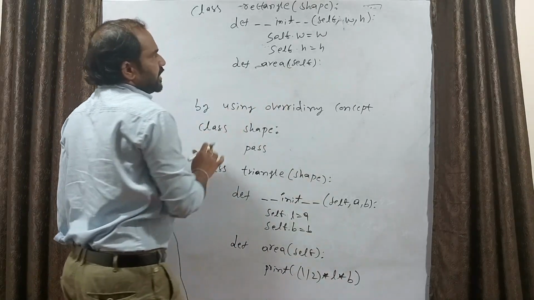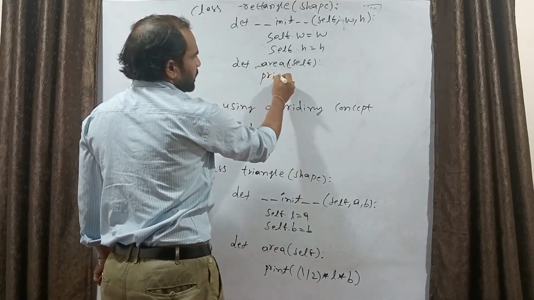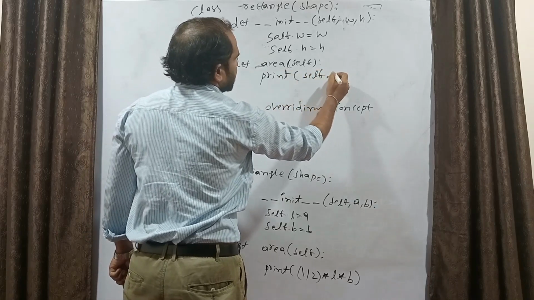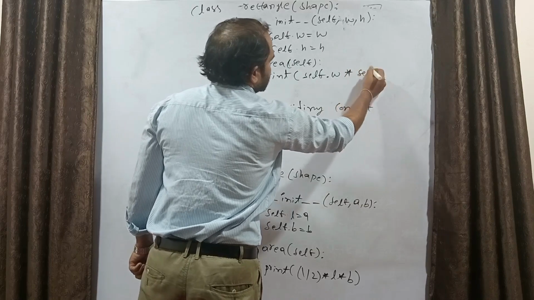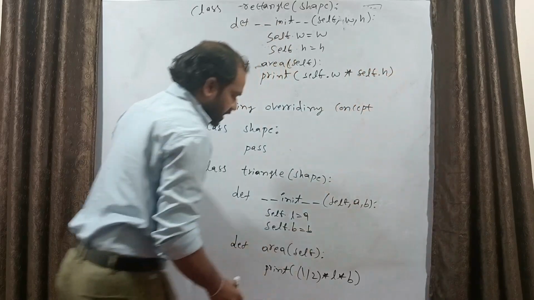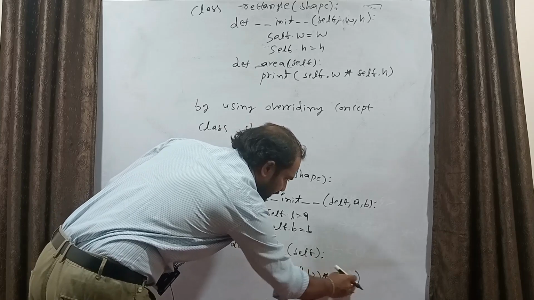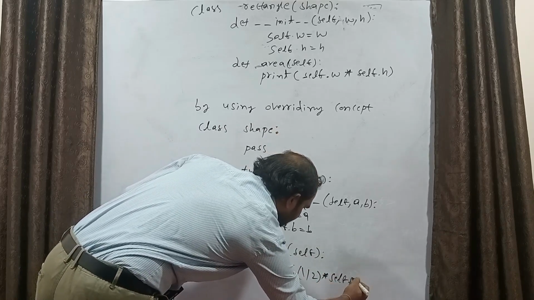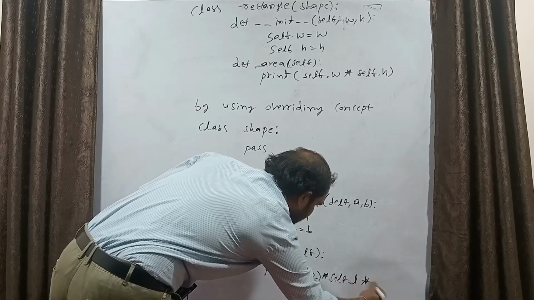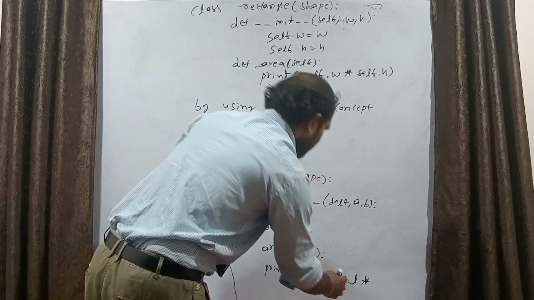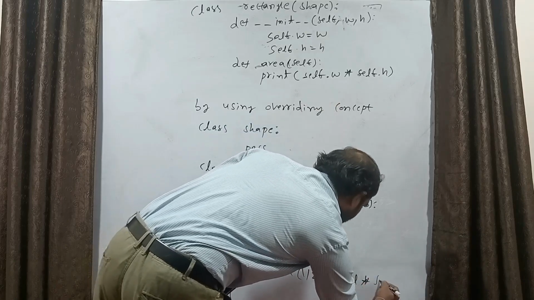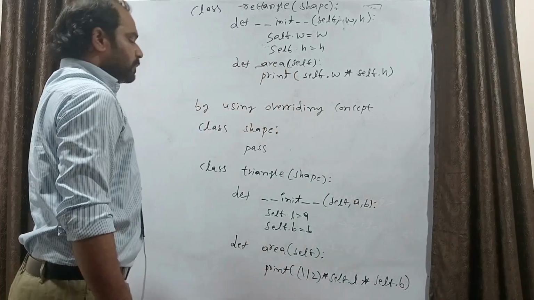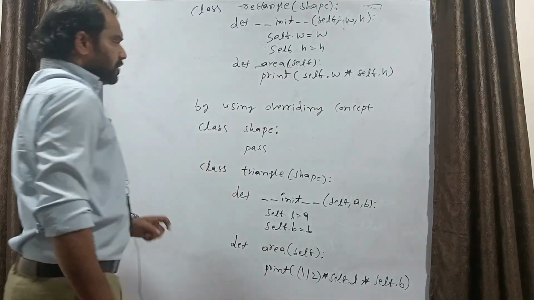To calculate the area of a rectangle, we need to multiply width and height, so print self.W into self.H. Here also we cannot access L and B directly. Because we are accessing the attribute of the object, I compulsorily need to use self. Self refers to the current object: self.L into self.B. Now we will create objects.